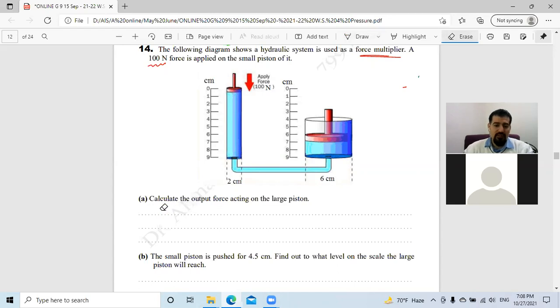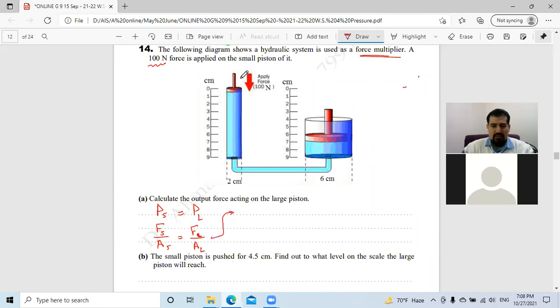Let's write it down like this. The pressure on the small piston is equal to the pressure on the large piston. So that means force of the small piston over area of the small piston equals what? Force on the large piston divided by area of the large piston.